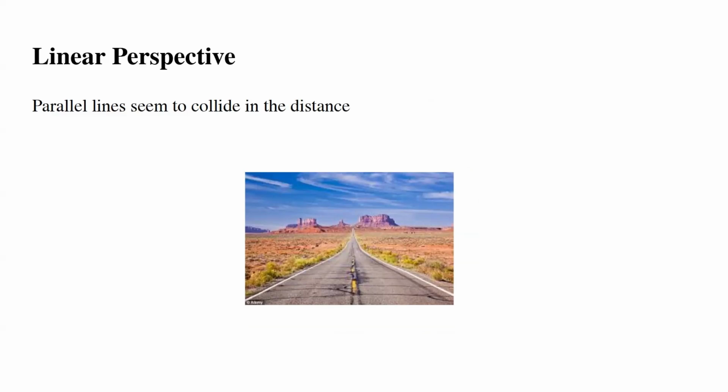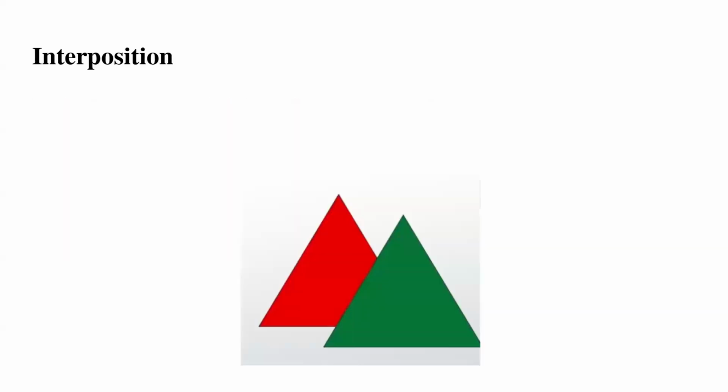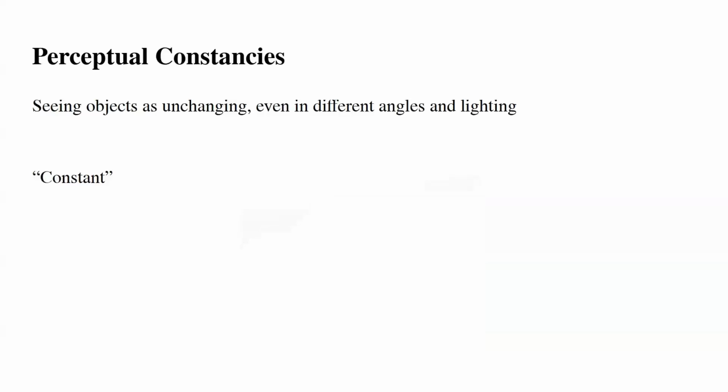Linear perspective is when parallel lines seem to converge in the distance. Interposition is when objects that block others appear closer. Perceptual constancies are seeing objects as unchanging even in different angles and lighting. Top-down processing is when you perceive things based on prior experiences.